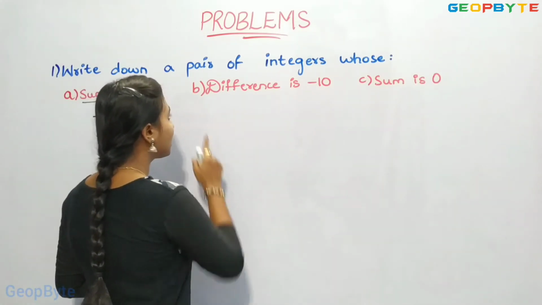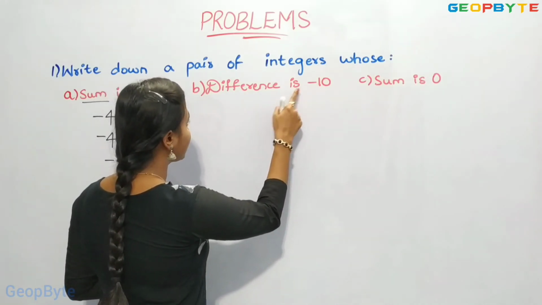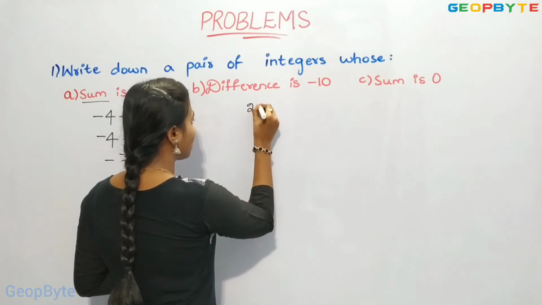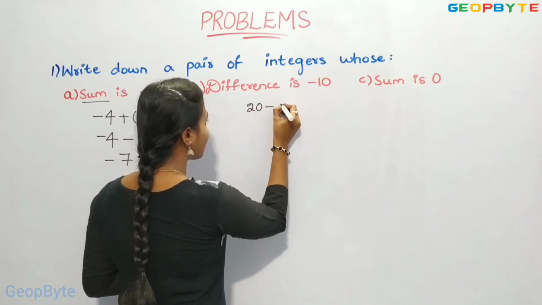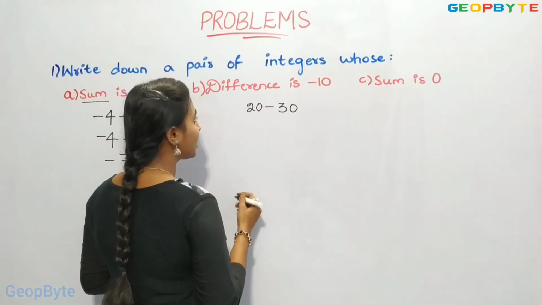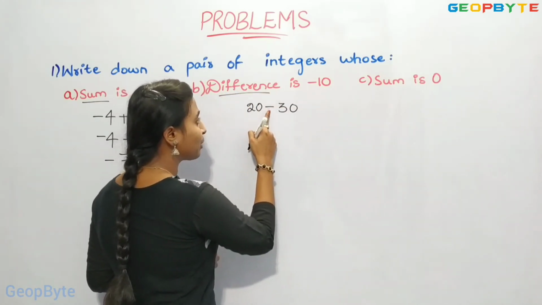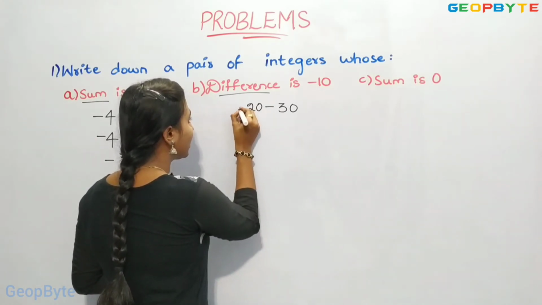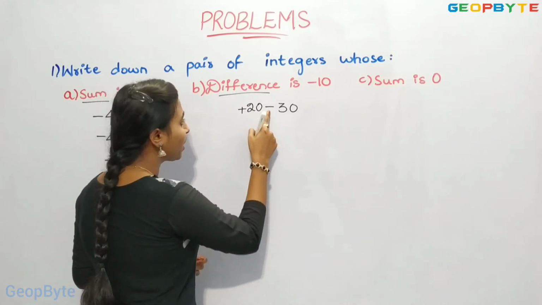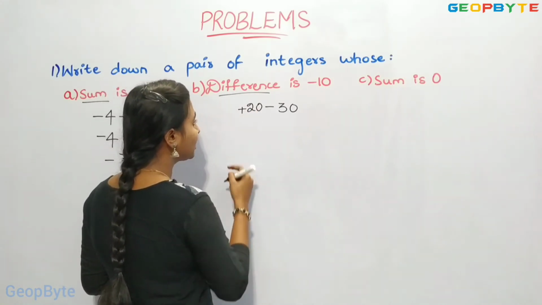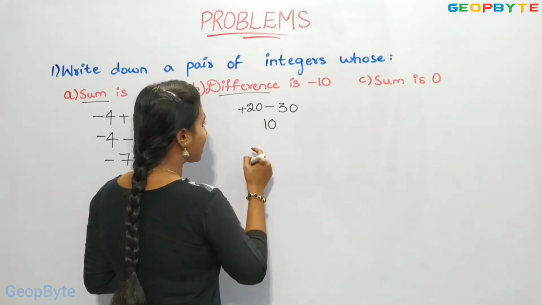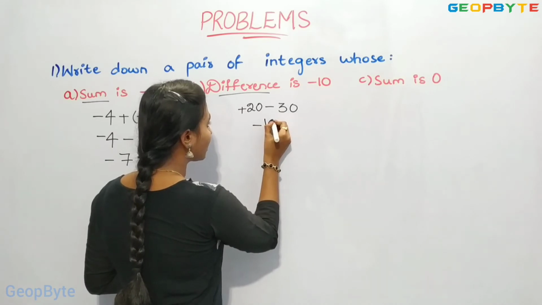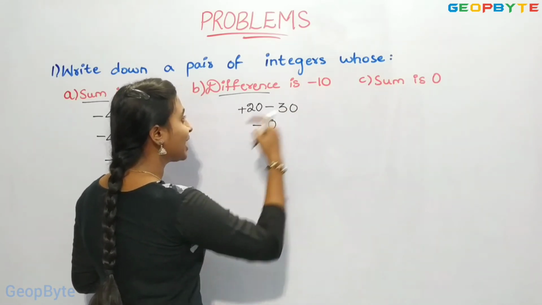Now let us see (b). Difference is minus 10. Let us take 20 minus 30. See, difference means subtracting, that is minus. Now 20 minus 30, here plus is there. Plus into minus, minus. 30 minus 20 is 10. As the sign for the greater number is minus, let us write minus. We have minus 10.